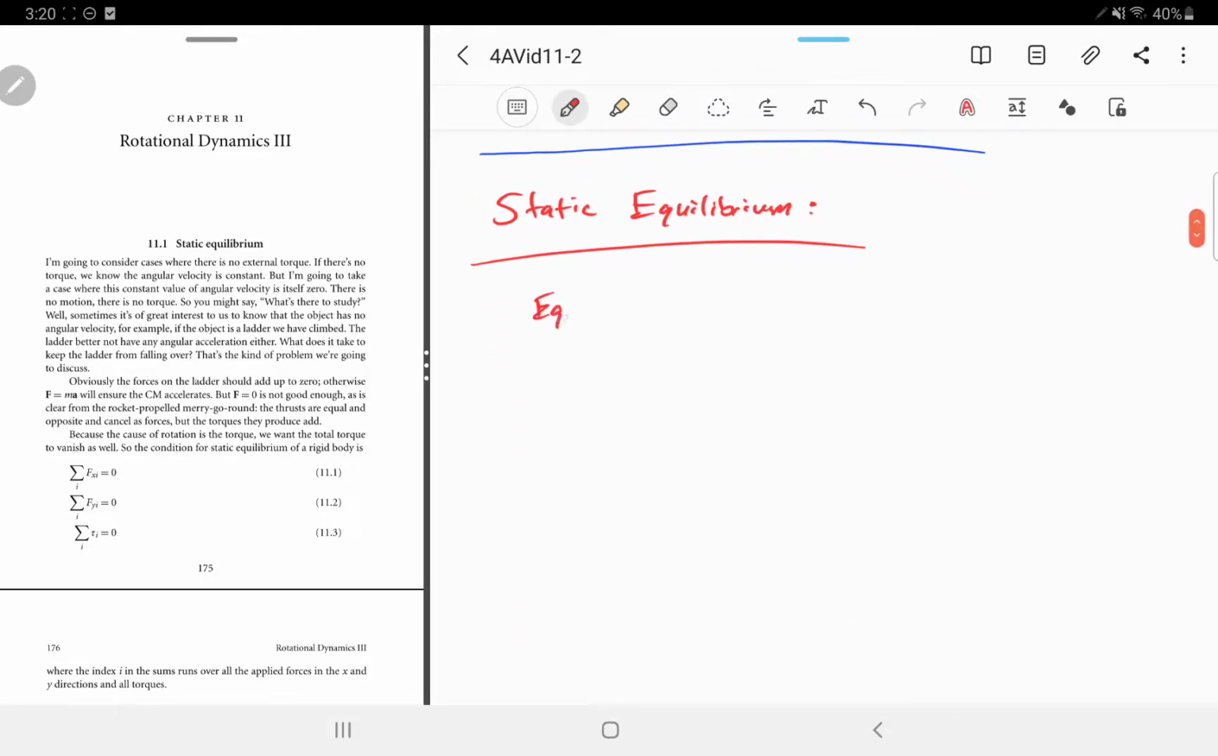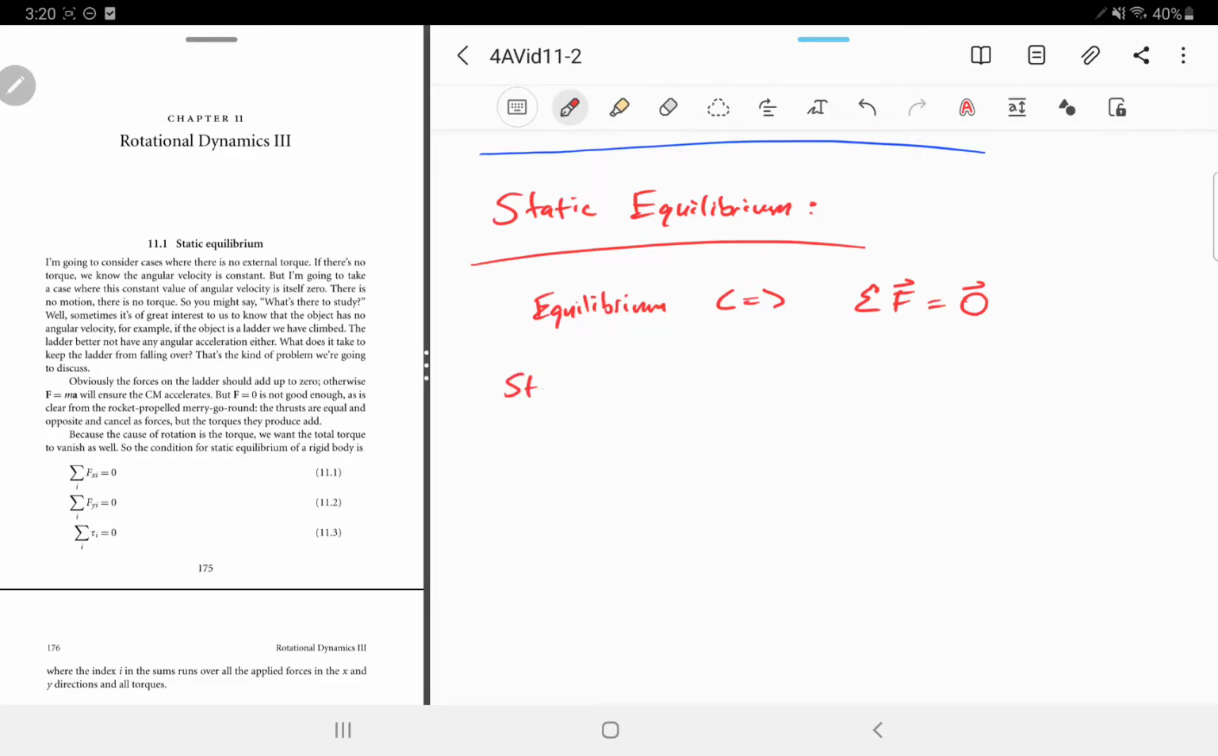Equilibrium, recall, meant no net force. So the sum of the forces, which is a vector, is zero. I'm emphasizing with the vector over the zero that this is the zero vector. It means the sum of the x components of the forces sums to zero, same with the y components, same with the z components.